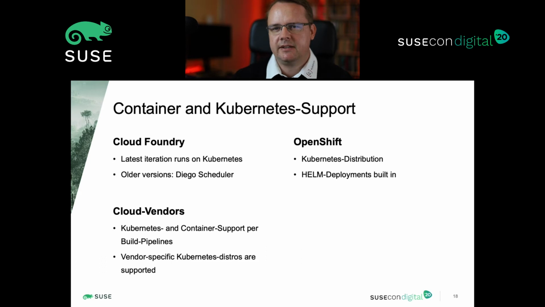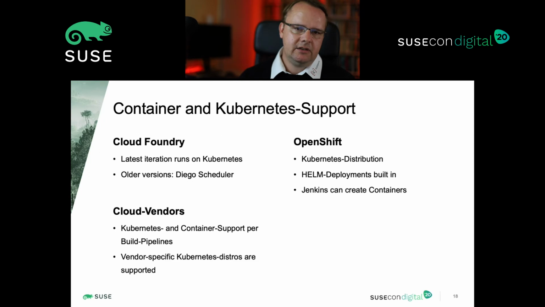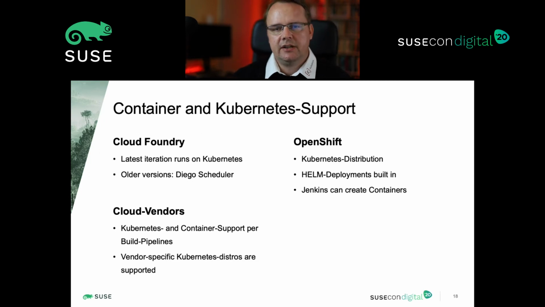So you can basically roll out very complex deployments using Helm with just one command, and that is a value on its own. Internally, it uses Jenkins as CI/CD platform, and Jenkins definitely can create containers, so there is support for that built into Red Hat's OpenShift.